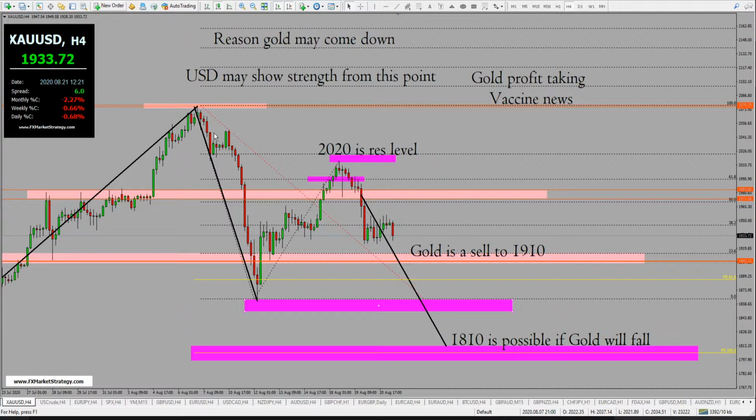That would be considered a correction of this wave. So if you call this an A, B, C, then this one, if you expect it to be exactly the same length as this one, would come to $210.